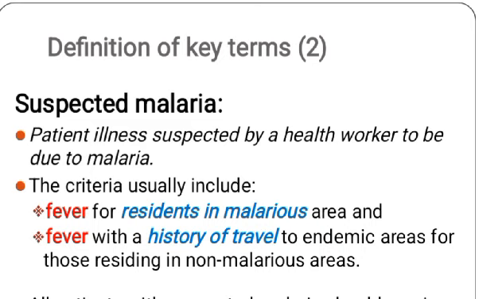Definition of key term. Suspected malaria: a patient illness suspected by a health worker to be due to malaria. The criteria usually include fever in residents of a malarious area and fever with a history of travel to endemic areas. For those residing in a non-malarious area, all patients with suspected malaria should receive a diagnostic test for malaria by microscopy or a rapid diagnostic test.